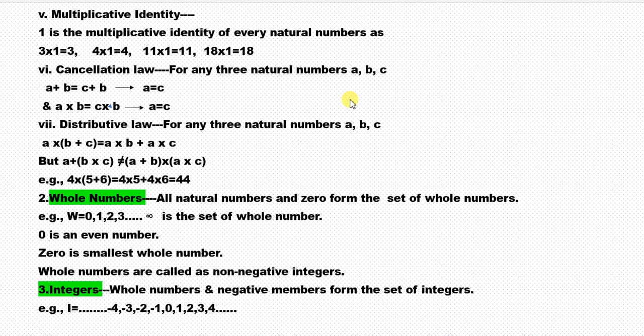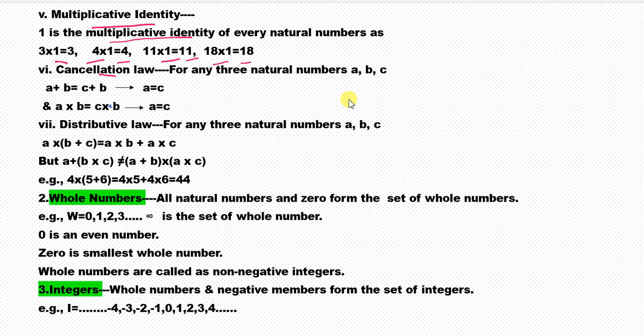Now, the next property is multiplicative identity. One is the multiplicative identity of every natural number, as 3 into 1 is equal to 3, 4 into 1 is 4, 11 into 1 is 11, 18 into 1 is 18.